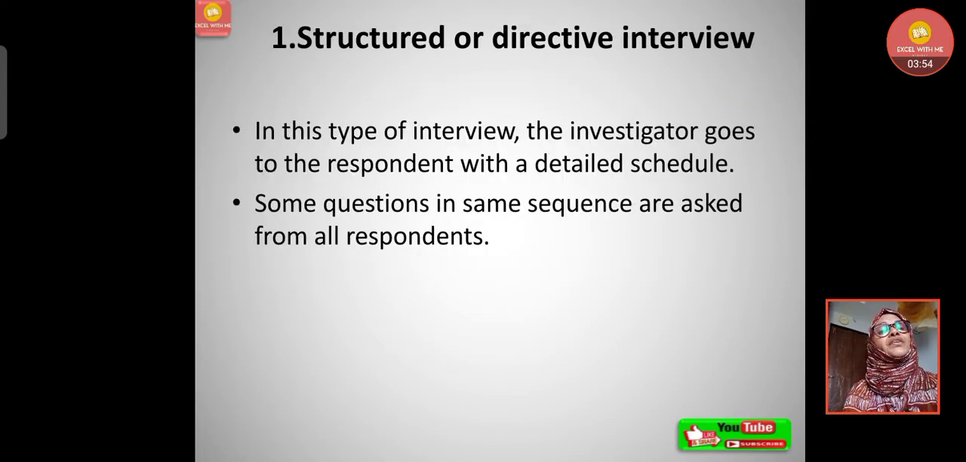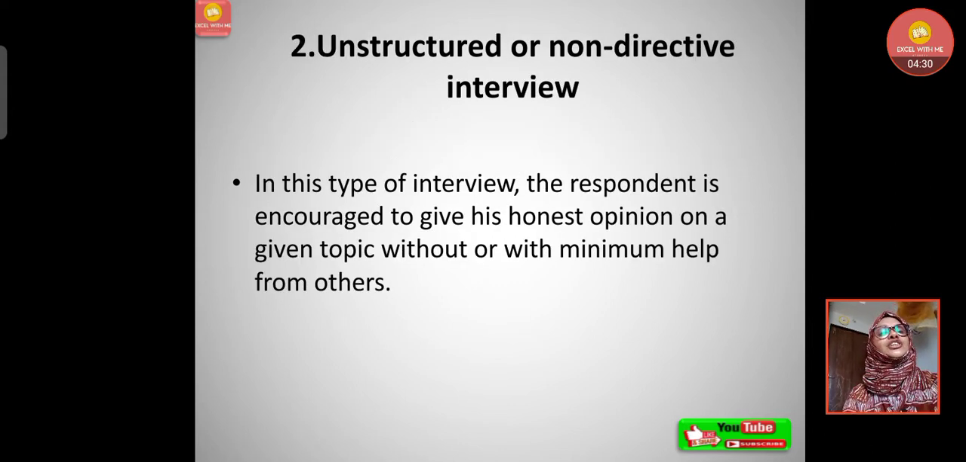What are all these? Now the first one, structured or directive interview. Directive itself is saying something very important, that is, it's direct. In this type of interview, the investigator goes to the respondent with a detailed schedule already prepared. Some questions in the same sequence are asked of all the respondents. We will not spontaneously probe related to that respondent. Here, structured or directive itself means direction is given already. Structured questions are there, and the same questions will be asked of all the respondents.